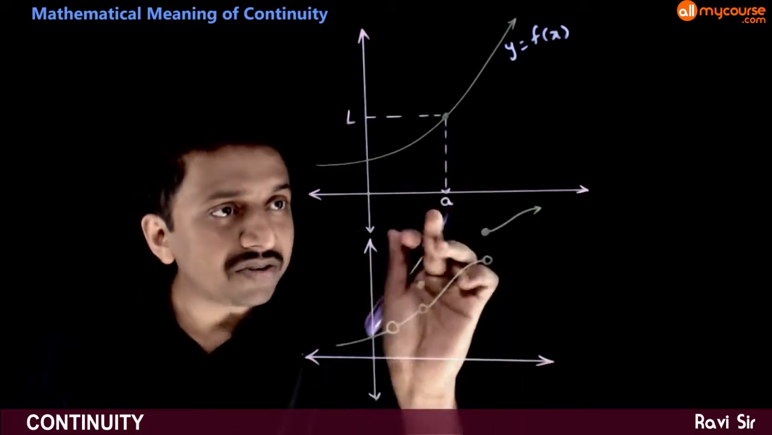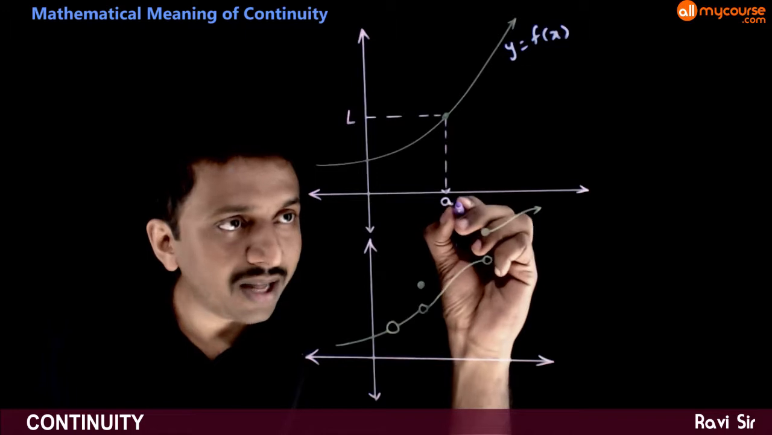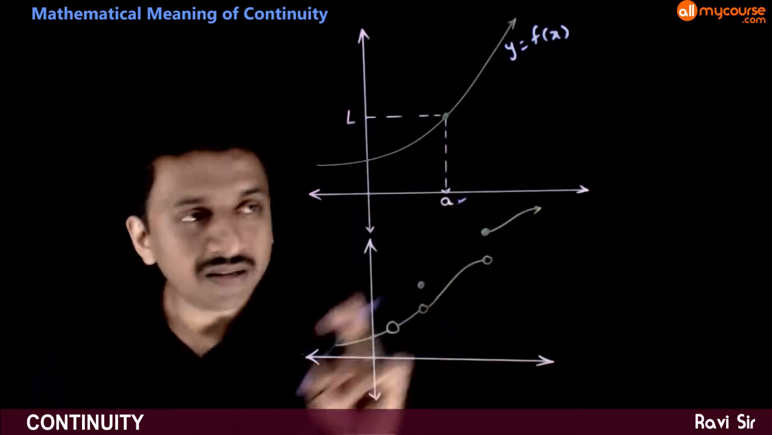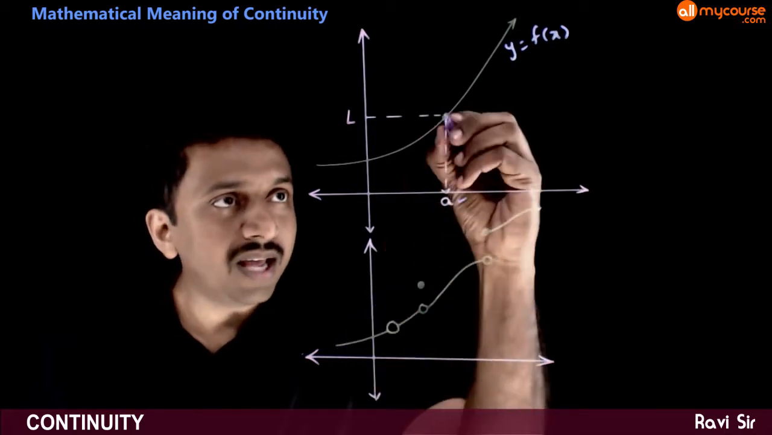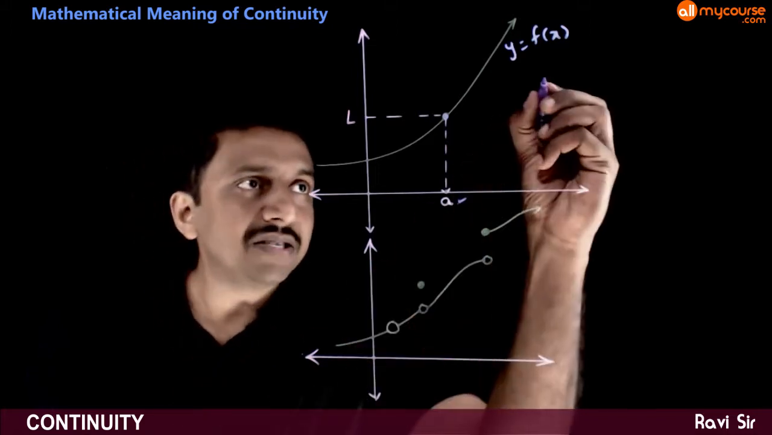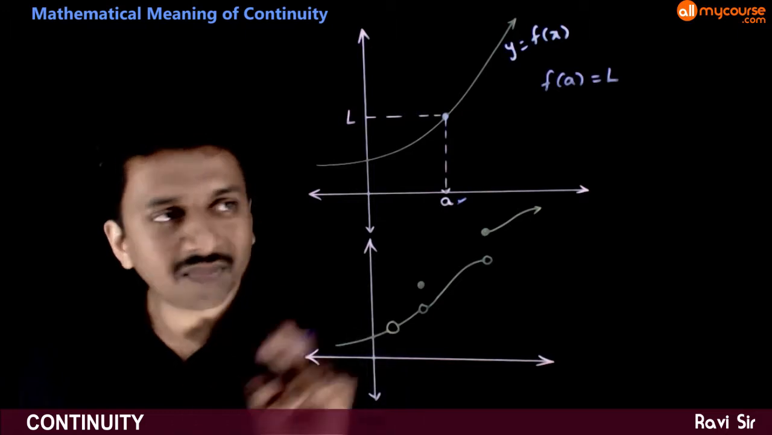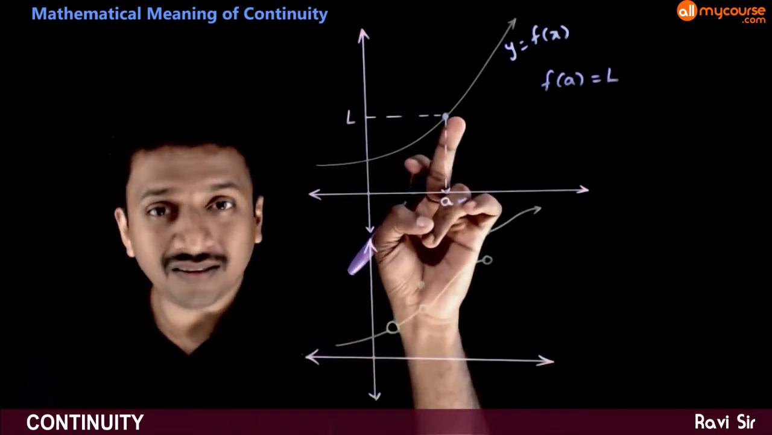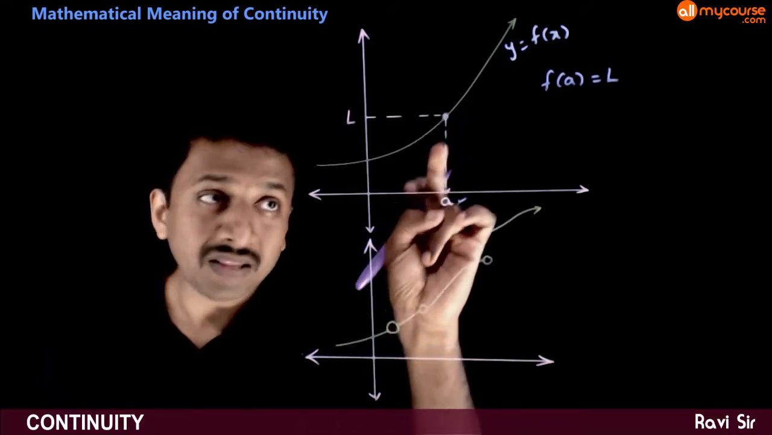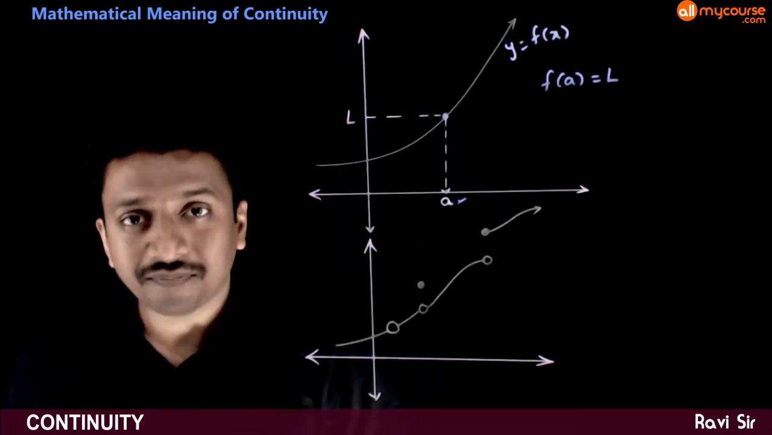So now let us try to analyze the continuity of this graph at a point A. So let us take a point corresponding to x is equal to A. Corresponding to x is equal to A, this is the point on the graph. As you can see, f of A, let us call this equal to L. That is the functional value of this graph at x is equal to A, which is L.